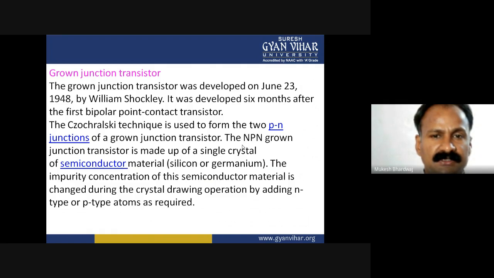The first is grown junction transistor. The grown junction transistor was developed on June 23, 1948 by William Shockley. It was developed 6 months after the first bipolar point contact transistor.